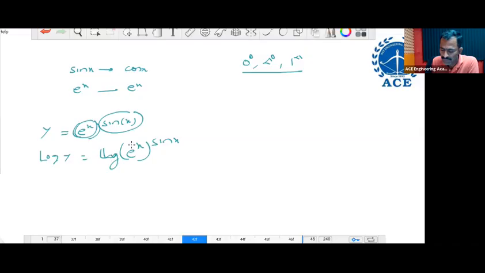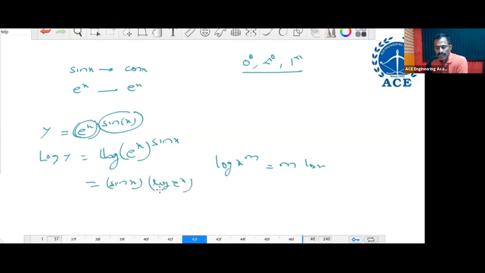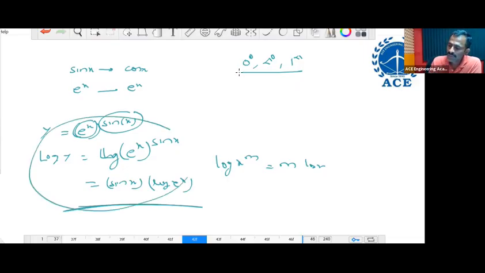This is in the form of log of x power m only. This is the same as m into log x. Here, sin x into log of e power x, like this. And we can add the derivative on it, because we already know the derivative of sin x, the derivative of log, and the derivative of e power x. Using this, we can add the derivative. Just like this, for these three forms also, we follow the same method.